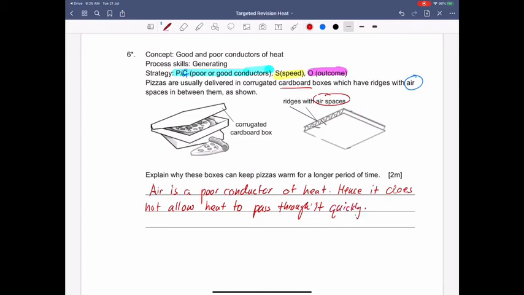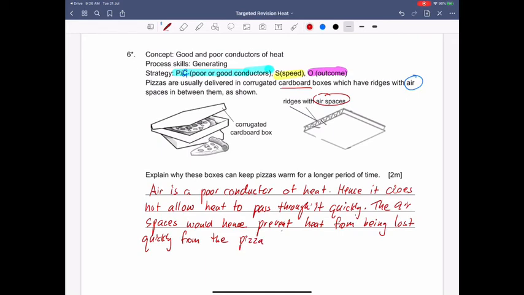And lastly, you need to talk about the outcome. The air spaces would hence prevent heat from being lost quickly from the pizza to the surrounding.